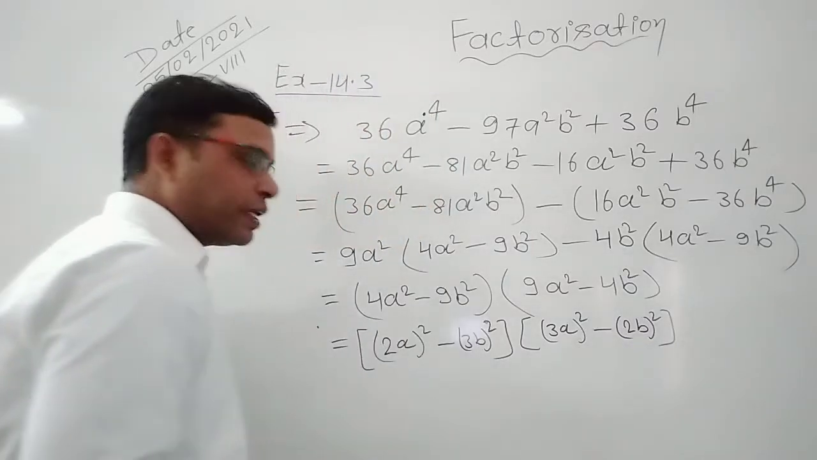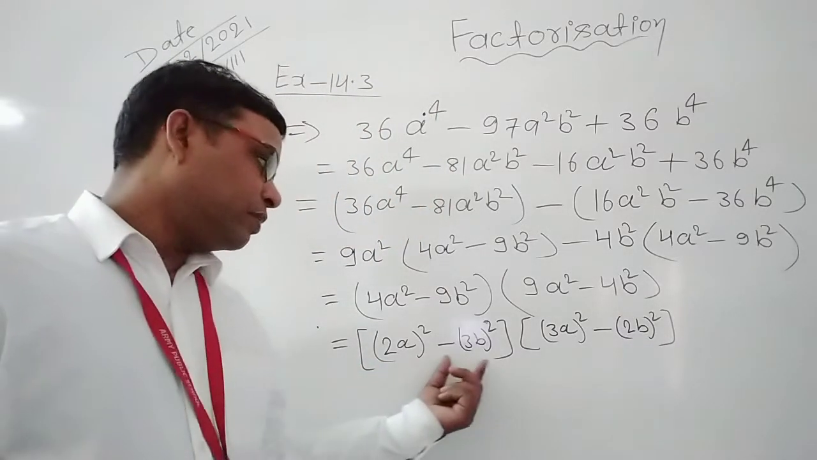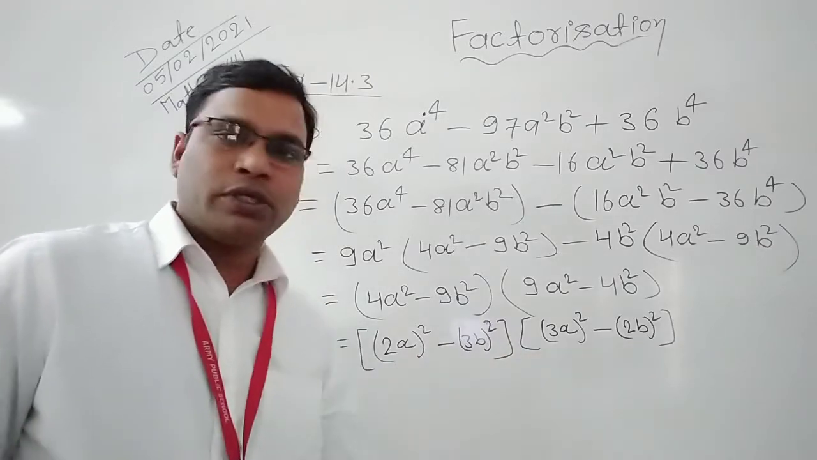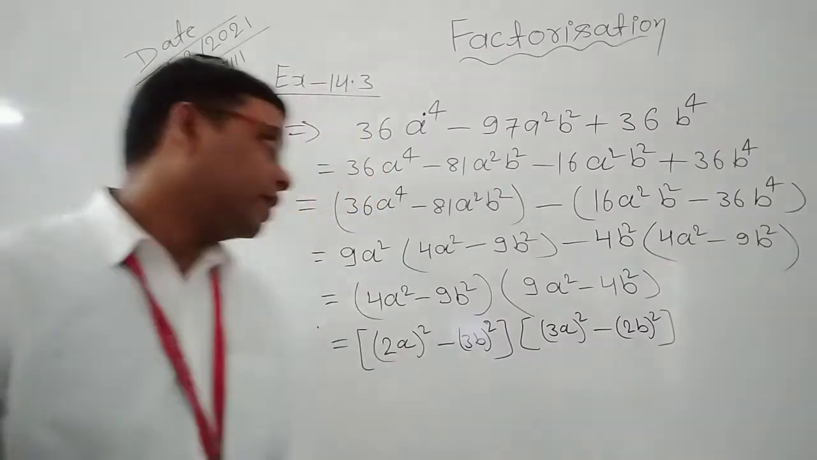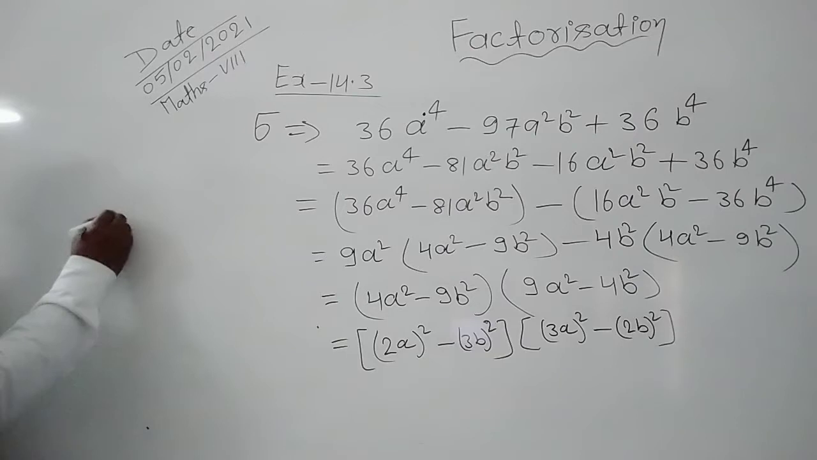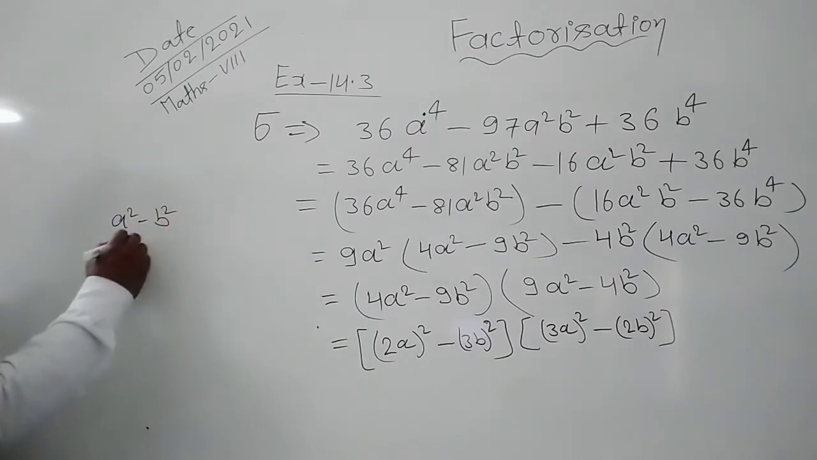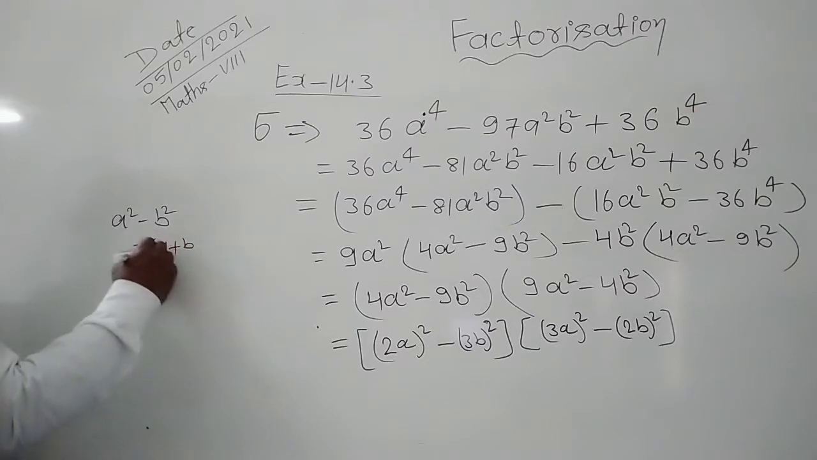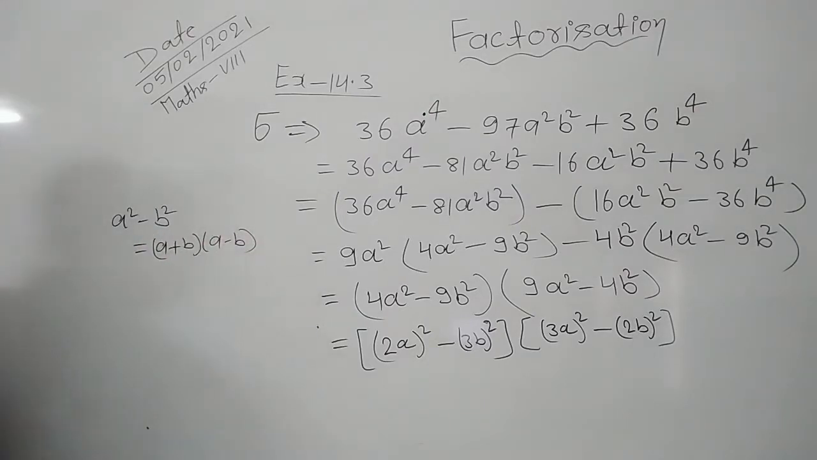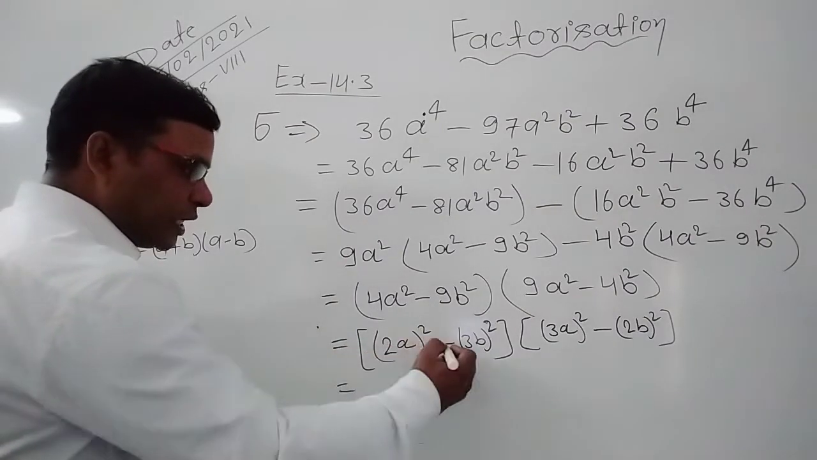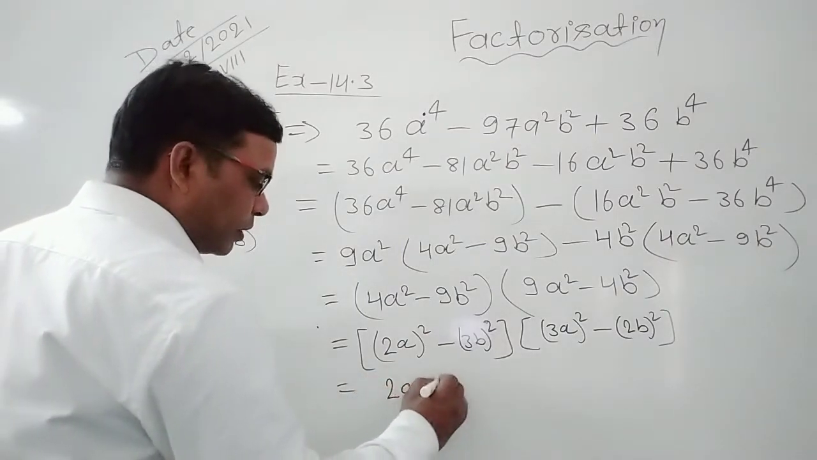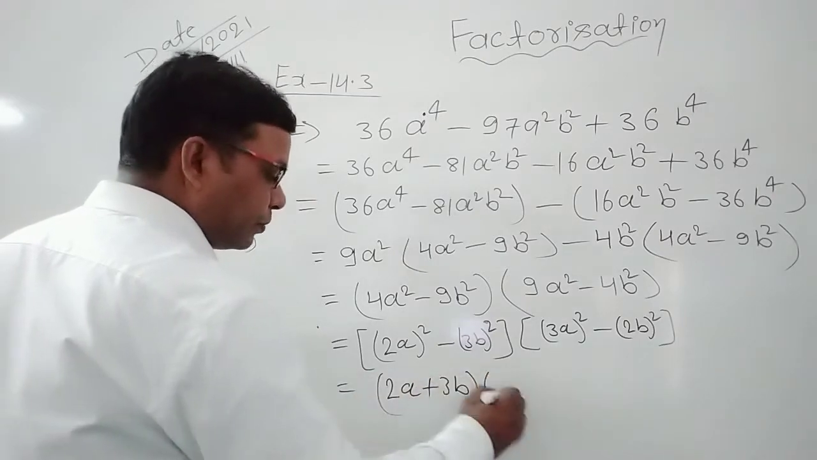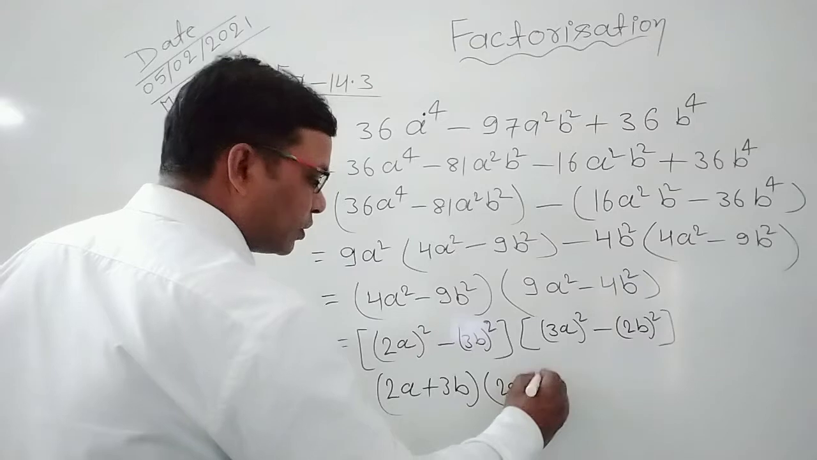So students, you can see here (2a)² minus (3b)². It means that here we used the third identity. What is the third identity? The third identity is a² minus b² is equal to (a plus b) into (a minus b). So here we apply this identity: first we add them, after this we subtract them. So this becomes (2a plus 3b) into (2a minus 3b).